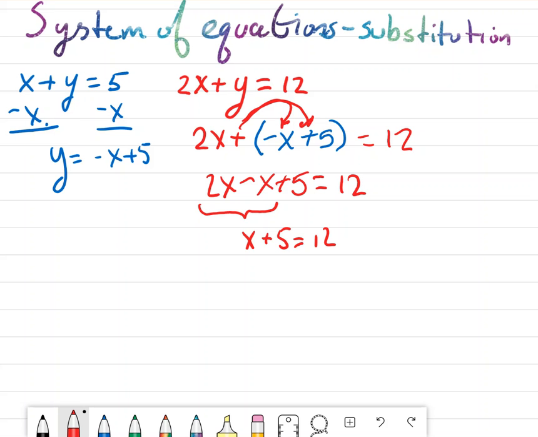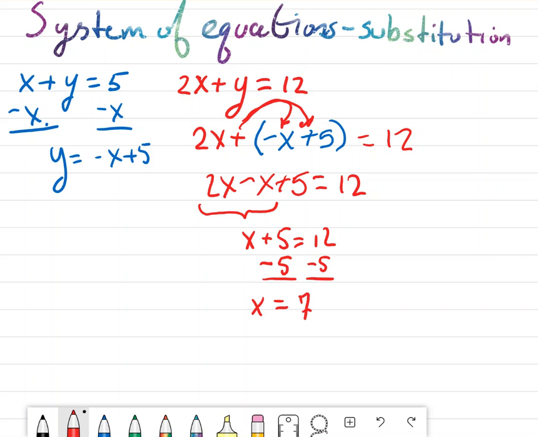All right, so now we go to, where's my variable? What is attached to it? What's it doing to the variable? And lastly, how do you get rid of it? So the answer is we're going to get rid of positive 5 by doing a negative 5 on both sides of the equation. All right, we now have x equals 7.